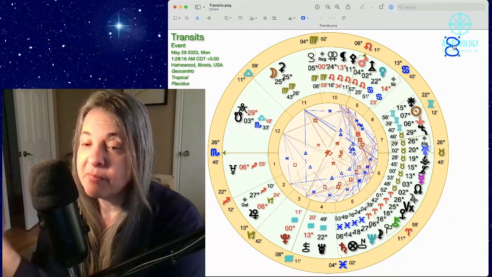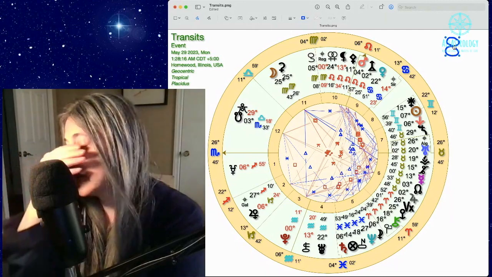But anyway, Mercury, not out of the retrograde zone yet, not out of the shadow zone yet.